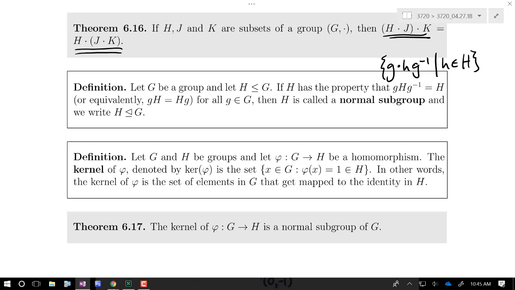If this is the case, we call H a normal subgroup, and we change ever so slightly the notation. Instead of just the less than or equal sign, we close off the triangle, and that means that it's a normal subgroup.